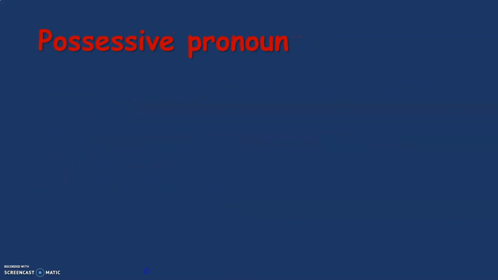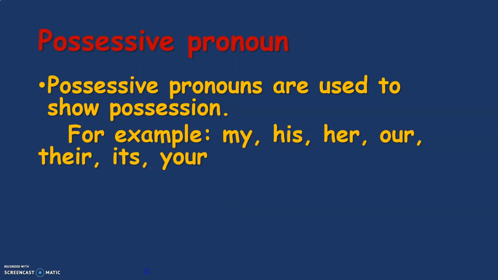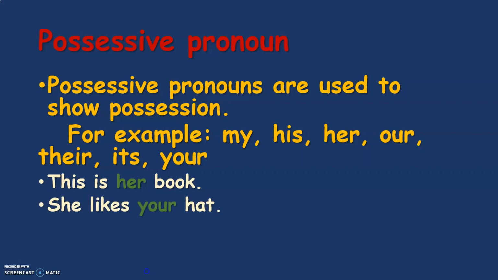Now, possessive adjective. Possessive adjectives are used to show possession. For example, my, his, her, our, their, its, your. This is her book. So if I ask whose book is this, I'll say this is her book. This is showing the possession. She likes your hat.